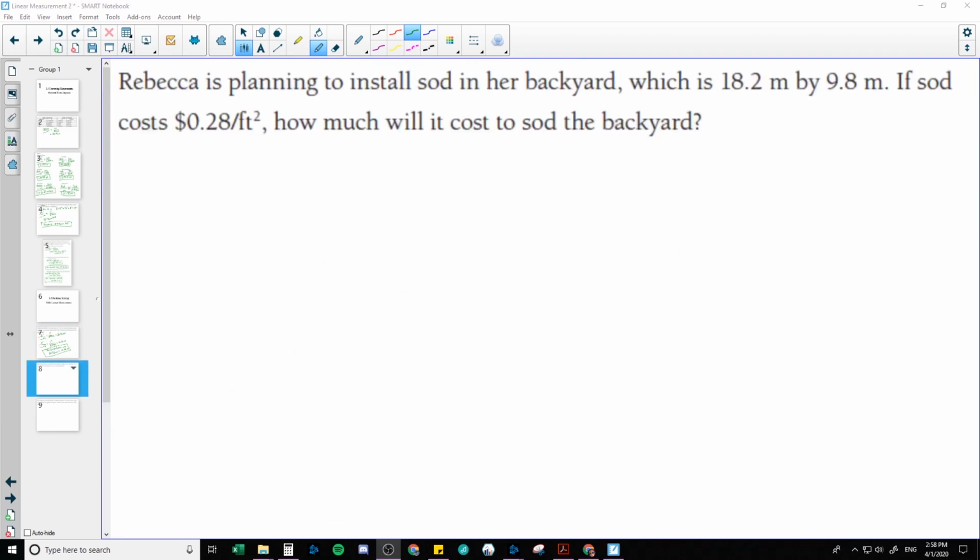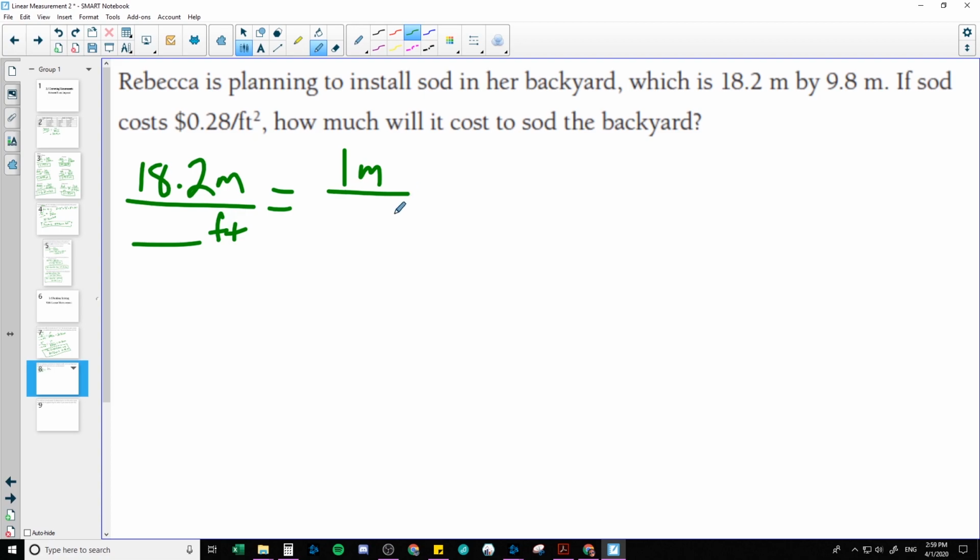All right, so this one is a little bit different. Rebecca is planning to install sod in her backyard, which is 18.2 meters by 9.8 meters. If sod costs 28 cents per square foot, how much will it cost to sod the whole backyard? All right, our problem here is that this cost is in square feet, but these measurements are in meters. So let's convert these to feet first. So 18.2 meters is how many feet? We're going to have to figure that out.